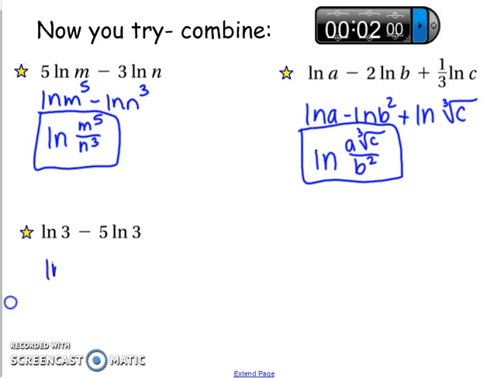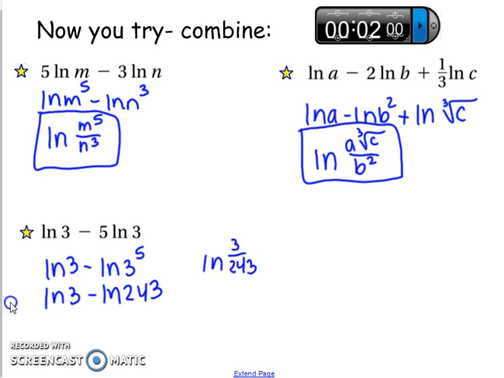And the last one, ln of 3 minus the ln of 3 to the 5th. So I'm actually going to do 3 to the 5th, and that's going to give me 243. So ln of 243. And then I'm going to divide. So the ln of 3 over 243. And that's going to be the ln of 1 over 81.